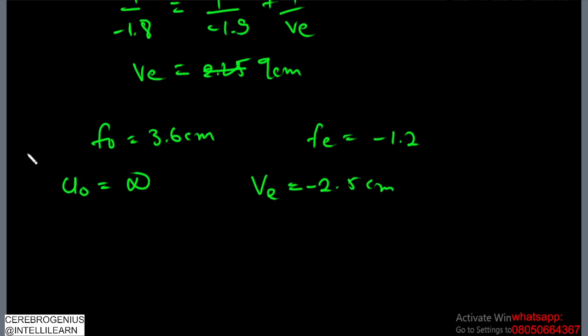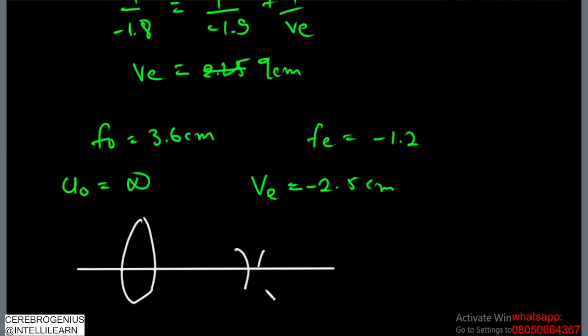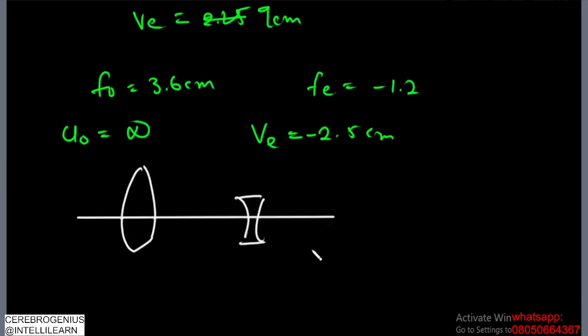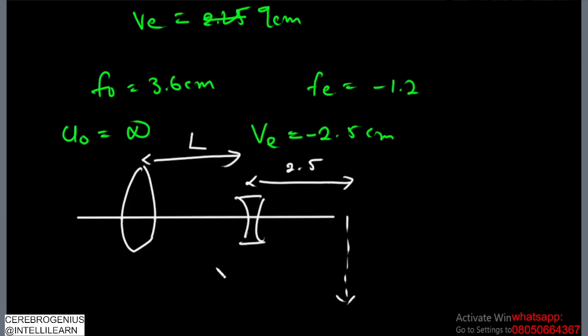Now don't forget how the diagram looks. We have the objective, we have the eyepiece, right? So the final image is somewhere around here. Don't forget, the final image is somewhere around here. So this distance is what? 25. This is the distance of the final image, right? This is the length. That's the distance between them, right?